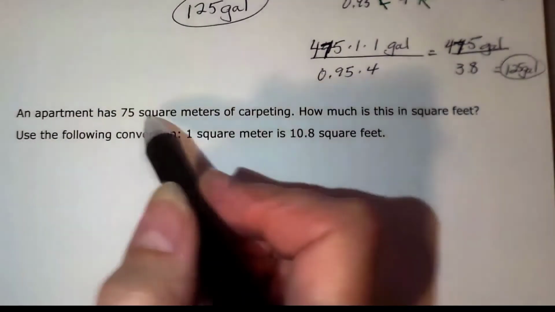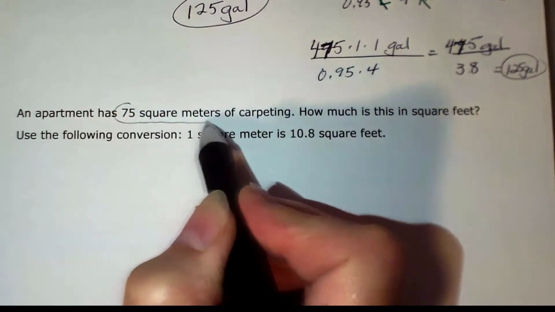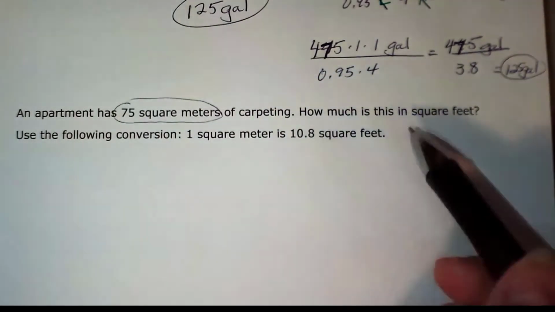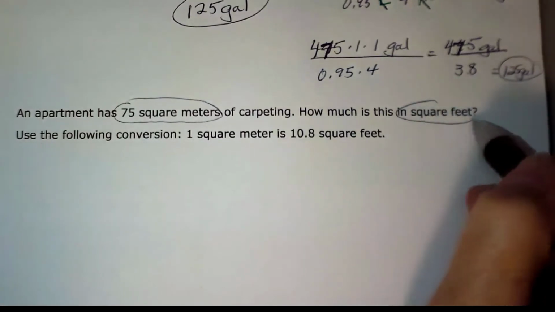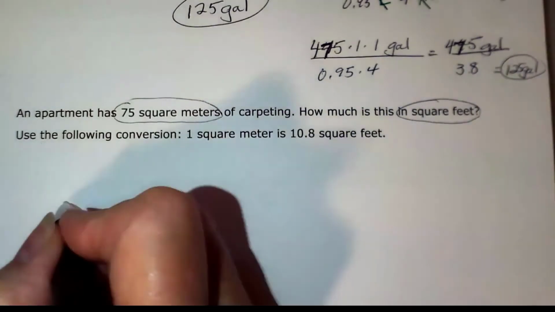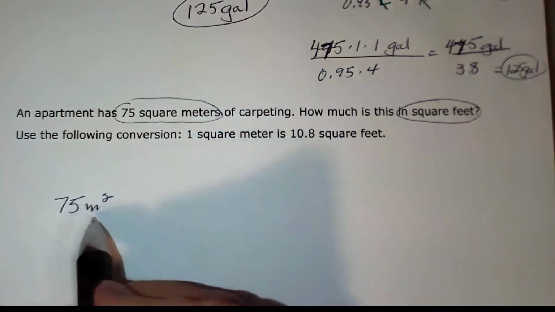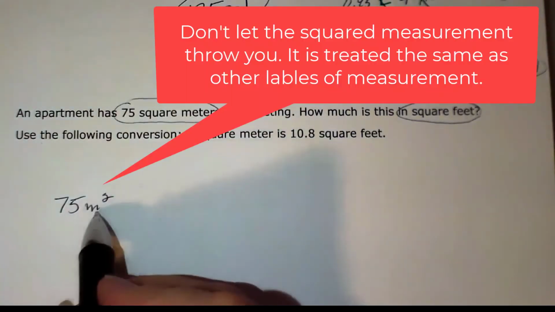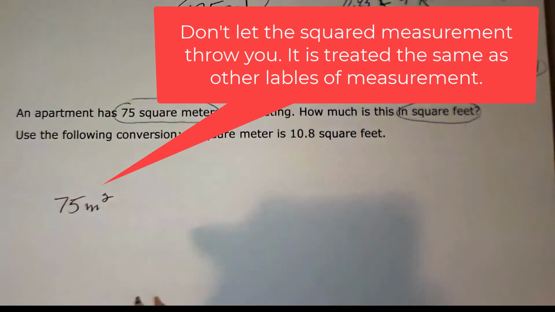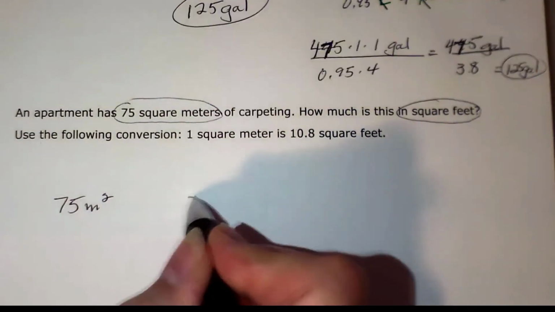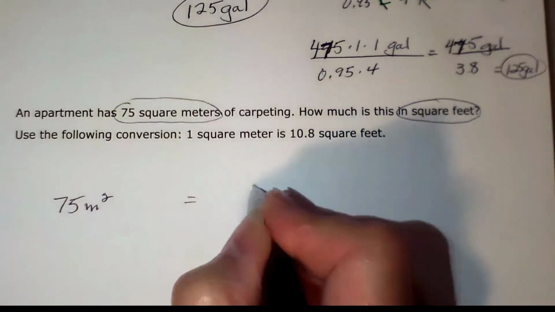One more. So this is 75 square meters of carpeting and they want to know how much that is in square feet. So 75 meters squared. Now the 75 isn't squared. This is an indicator. This is a measurement of squares, not just distance, but square area. And you want to end up with square feet.